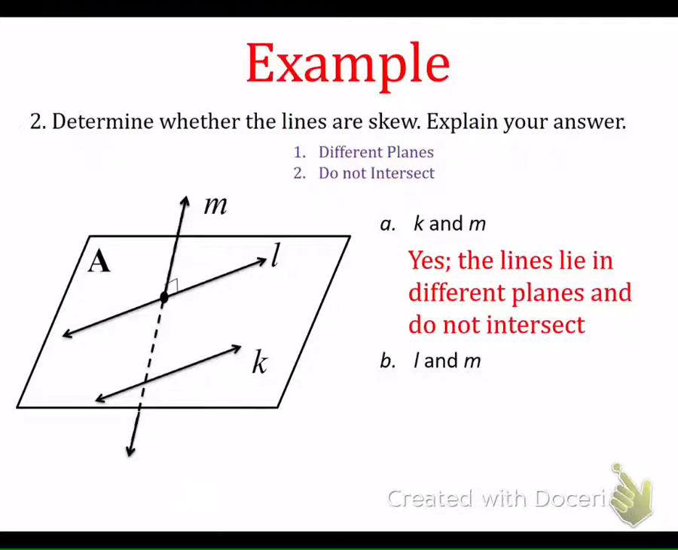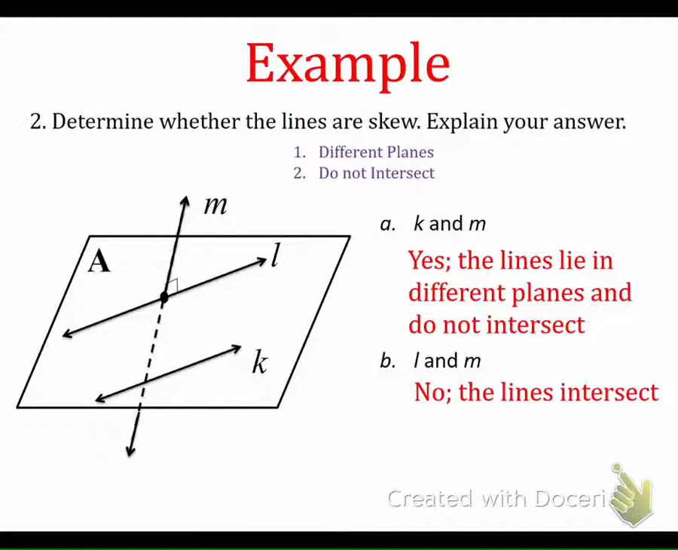What about L and M? No. Those are not skew. Those lines do intersect right here. And look, they make a little box, so they're actually perpendicular.